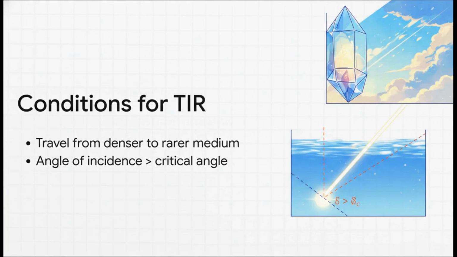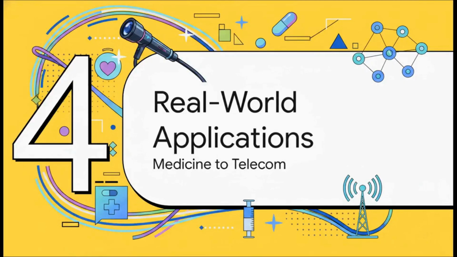If you fail to meet either of these two golden rules, you don't get that perfect bounce. Instead, normal refraction takes place, your signal degrades immediately, and the light simply escapes into the void. These two rules really are the absolute bedrock of optical engineering. Now that we've mastered the microscopic physics, let's zoom out to Section 4, Real-World Applications, from medicine to telecommunications.